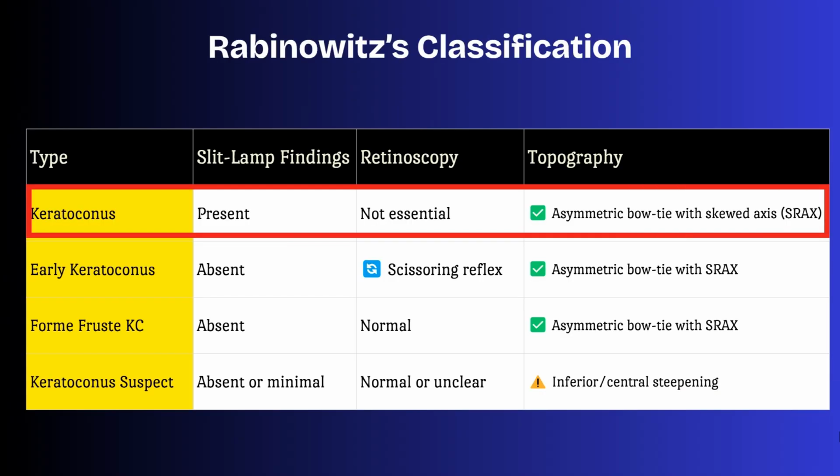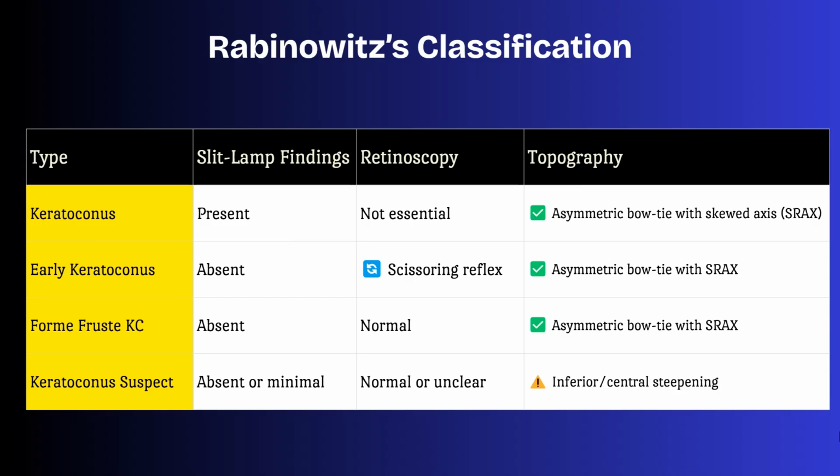First of all is the clinical keratoconus. This is a fully declared form of disease. You will spot classic slit lamp signs like stromal thinning, conical protrusion, and Vogt striae. Topographically, you will see the classic asymmetrical bow tie pattern with skewed radial axis. Now, you might not always see this pattern. Sometimes you might find other patterns of keratoconus as well. However, Rabinowitz chose this asymmetrical bow tie pattern with skewed radial axis as a parameter for abnormality, and therefore it's included in the classification.